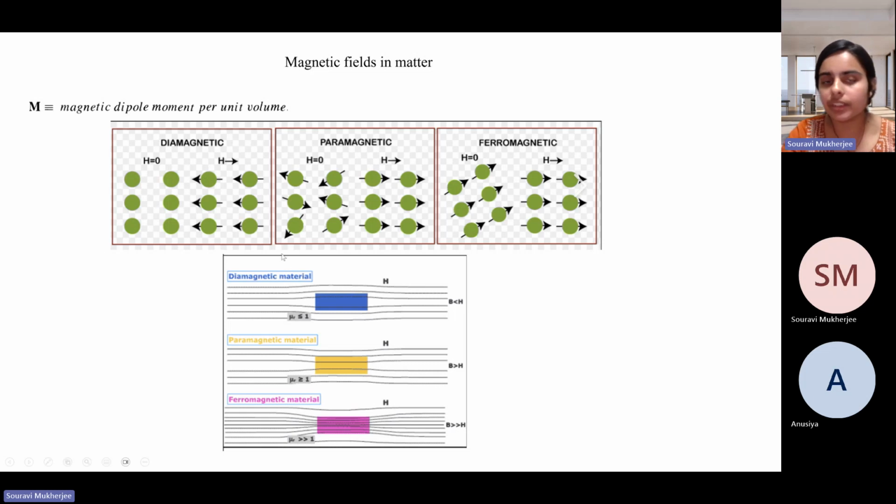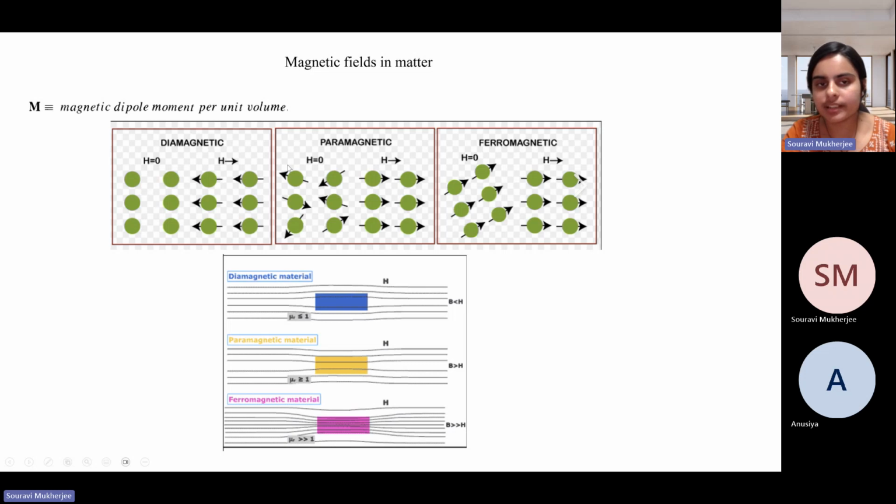So there can be different kinds of magnetization. There can be a diamagnetic substance where, when you have an external field, the internal magnetic moments are aligned. Each of these can be considered as some current loops. And you can see that the dipole moments in this case are aligned opposite to the externally applied field. So this is for a diamagnet.